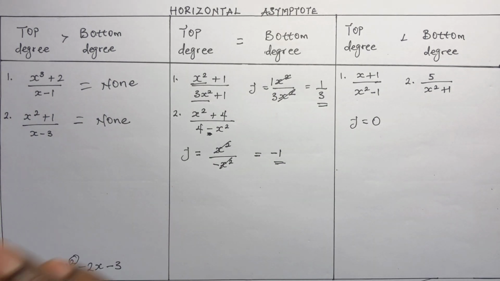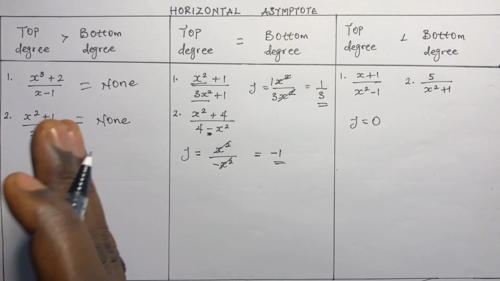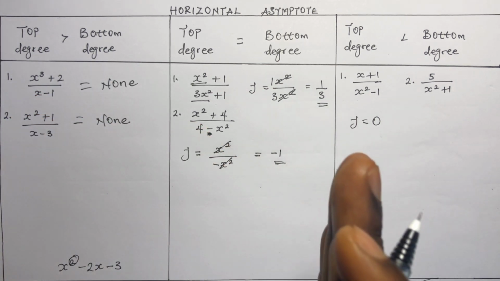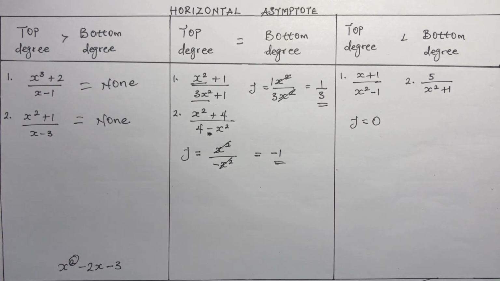So these are the basic ways of obtaining horizontal asymptotes. This is one of the simplest methods of obtaining horizontal asymptotes of rational functions. You just need to know the conditions: when the top degree is greater, when the top degree is equal, and when the top degree is less. I hope you enjoyed this video.